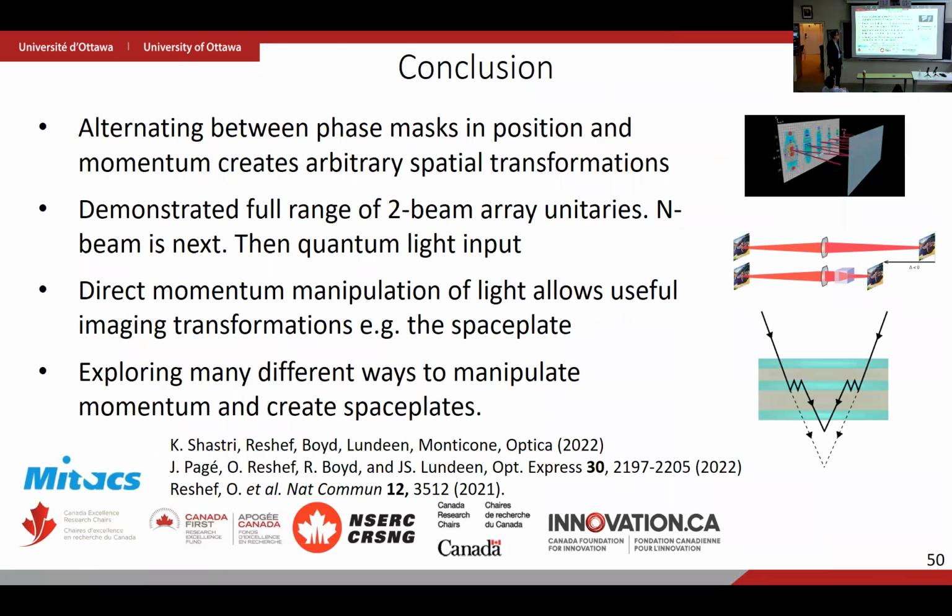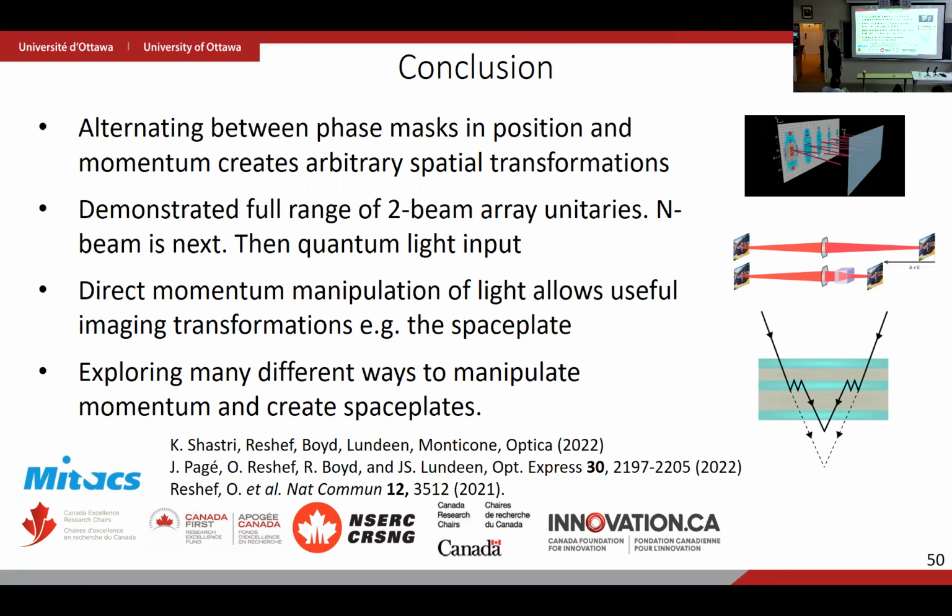And so to finish by just saying that I've shown you how you can alternate between phase mask and position and momentum to create arbitrary spatial beam array transformations. And we've shown that you can do a full range of these unitaries, and we'd like to do now more beams to show that this works, and then finally start putting in quantum light and doing some of these interesting quantum experiments with this device.